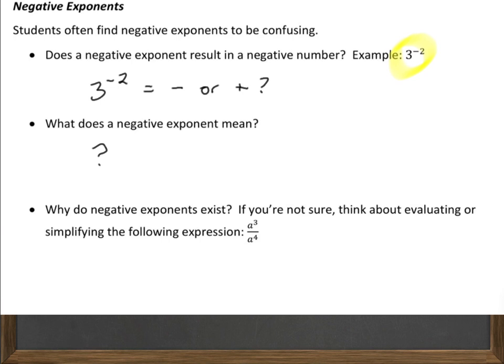And then I want you to think about why negative exponents exist. I'll just give you a hint. It's not to make your life harder, although it might feel true. And if you're not sure, think about evaluating or simplifying the following expression, which is a to the third power divided by a to the fourth power.